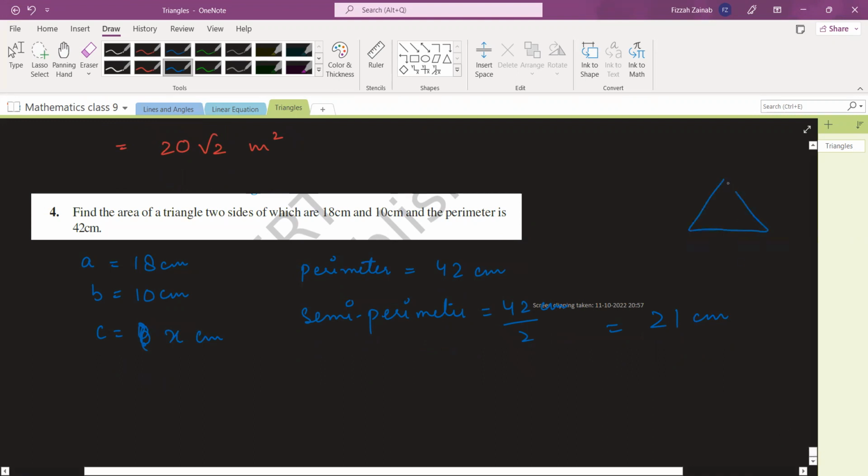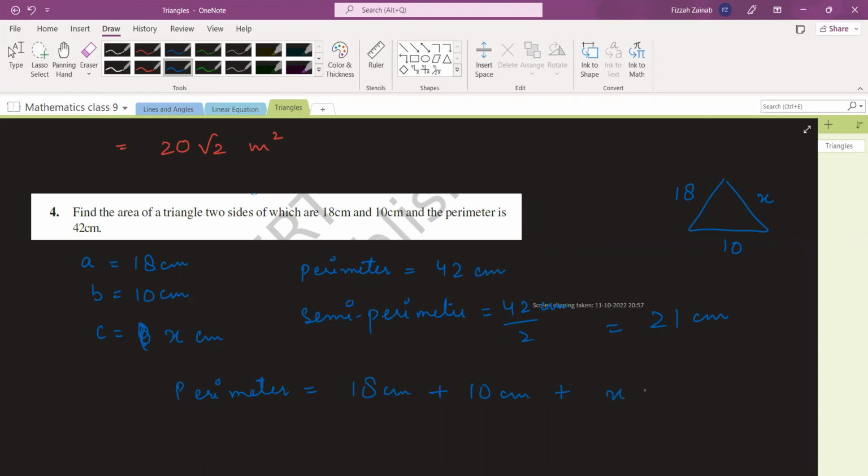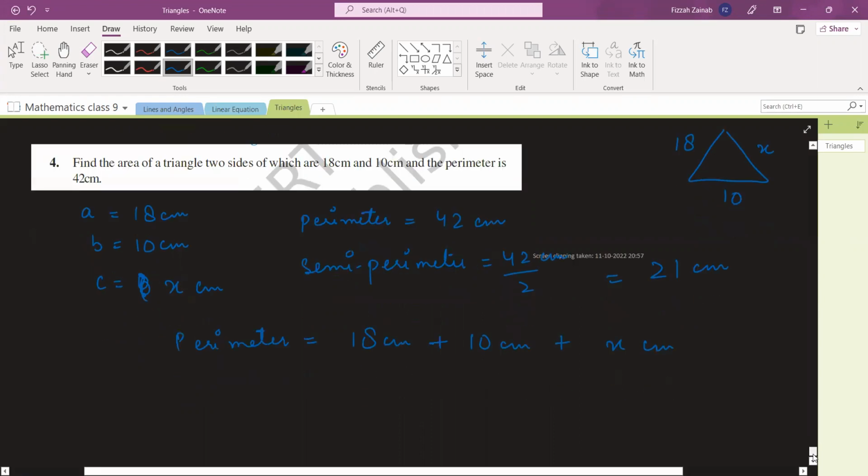So in a triangle, basically, one side is 18, right? One side is 10 and one side is X. So if I add all the sides, I'll get the perimeter, isn't it? So perimeter is equal to 18 centimeter plus 10 centimeter plus X centimeter. Is that okay? Now perimeter is already given, which is 42 centimeter. So this is equal to 18 plus 10 centimeter plus X centimeter.